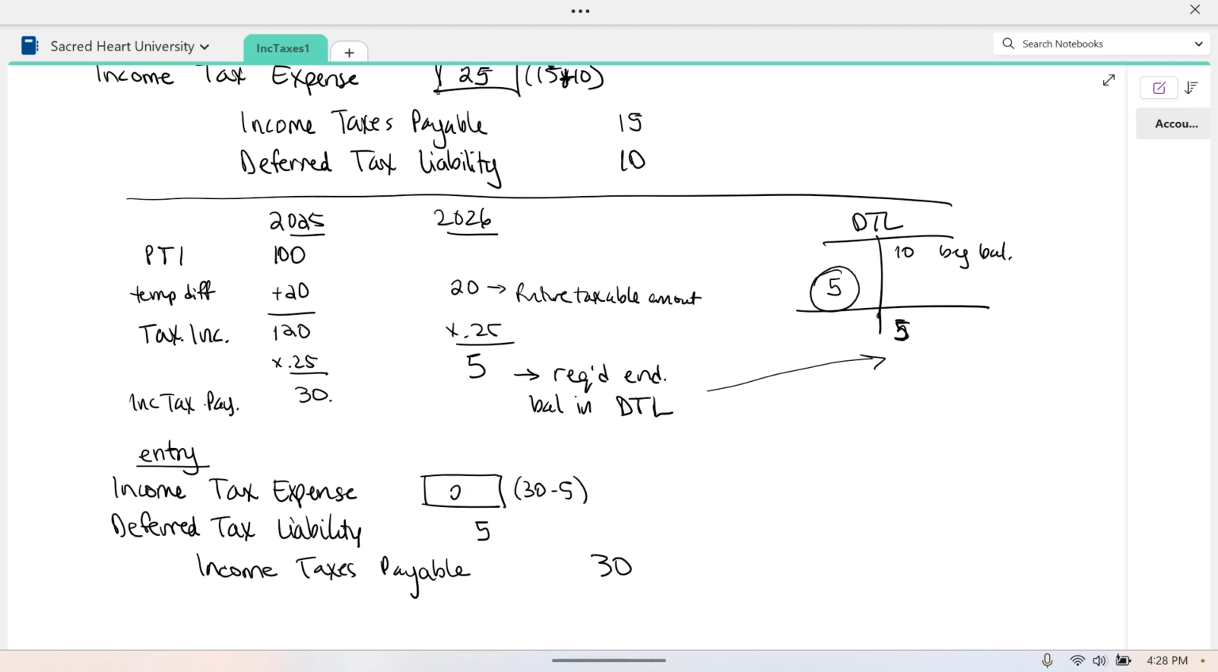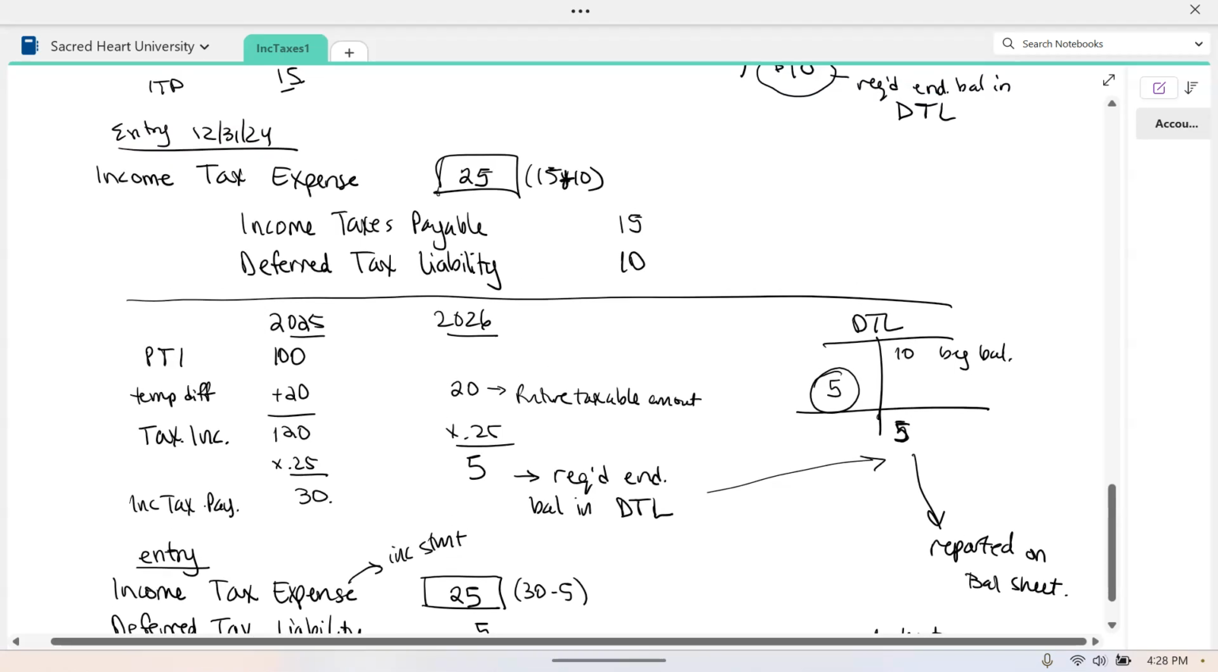Plug in our income tax expense of 25. This is our journal entry at the end of the second year, 2025. Remember that income tax expense is reported on the income statement. Deferred tax liability, now this 5 is not going to be what's reported on the balance sheet. Well, not that 5, not the debit. This 5 is going to be reported on the balance sheet, a credit of 5 for deferred tax liability. And income taxes payable of 30 is going to be reported on the balance sheet.